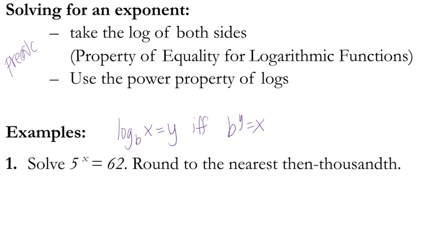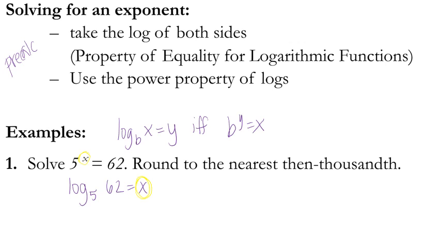So coming down here to example 1, if I have 5 to the x power is equal to 62, I'm going to say, okay, this is an exponential form. I want to change this to logarithmic form. Watch what happens. If you change this to logarithmic form, you have log base 5 of 62 equals x. Logarithms always equal exponents. Now, notice I have a logarithm. What I wanted to solve for in this original equation was the exponent, and now I'm solving for that exponent.